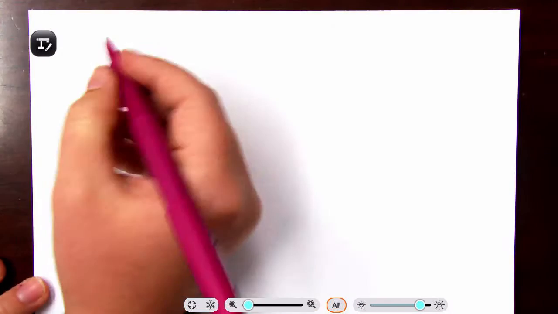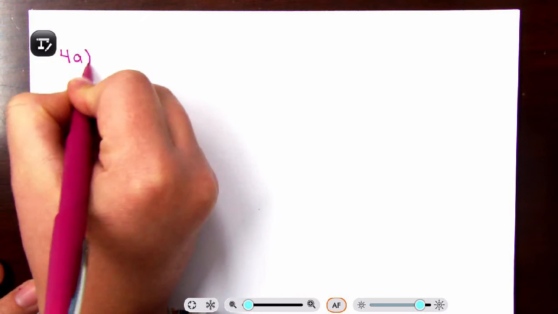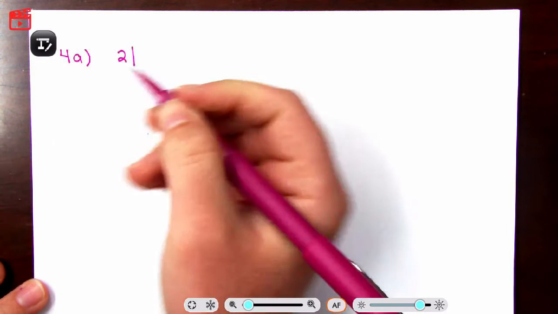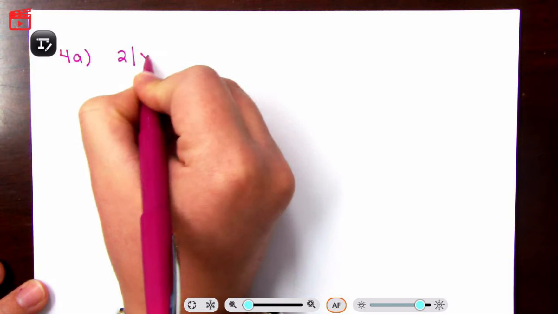Ooh. We might have to do this on a separate sheet of paper. We'll do this on a separate sheet of paper. It says solve algebraically. So here's one of the questions. So this is 4A. So we are solving these absolute value equations.